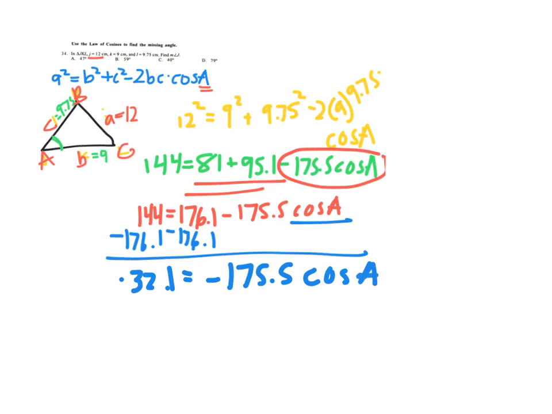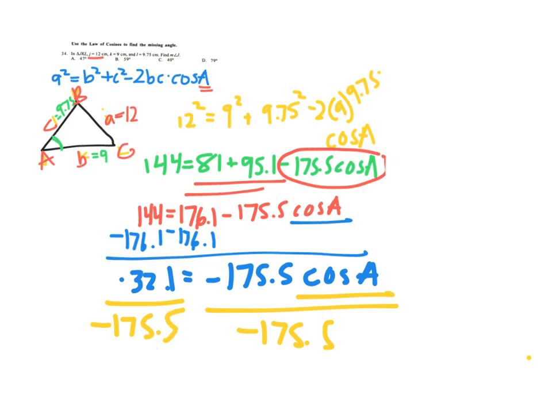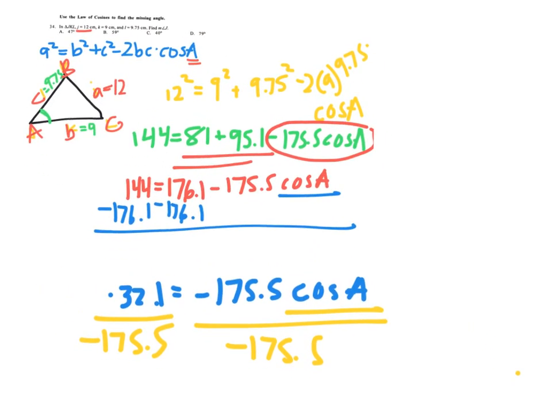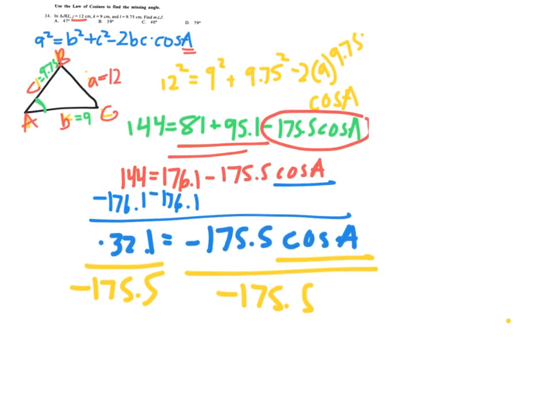We need to move that 175.5 because again we are trying to get this alone. So we're going to divide both sides by negative 175.5. When I do that, I'm just going to leave my fraction on the other side, and we're just going to set equal to cosine of A. So I'm going to have cosine of A equals negative 32.1 divided by negative 175.5. Notice they both have a negative, so it turns into a positive.